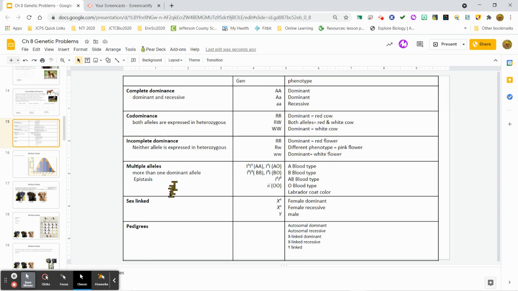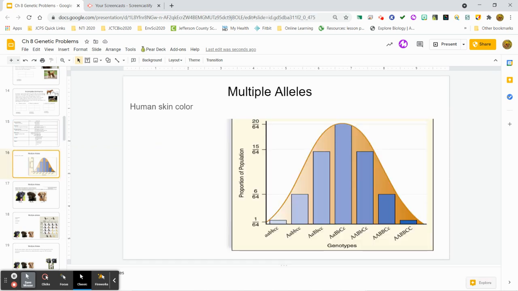This time we're going to do multiple alleles, sex-linked, and pedigrees. I'll show you one example of multiple alleles, and that would be human skin color, right? So there's three genes here that are working, A, B, and C, and there's probably more than that. But you see, the more dominant alleles you have, the darker your skin is, and the more recessive alleles you have, the lighter your skin is. So all of these work together. This one is heterozygous for all three genes, and that one's right in the middle. So that's an example.